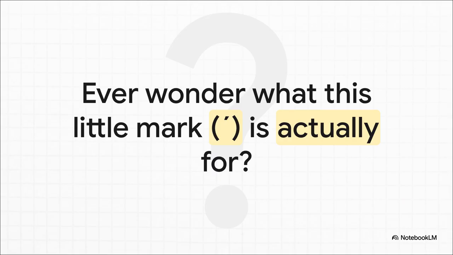You see this little slanted line floating above vowels all the time, right? And it can feel totally random. Is it just there for decoration? Is it some impossible grammar rule? I promise you, it's neither. It's actually way, way simpler and a lot more helpful than you probably think.